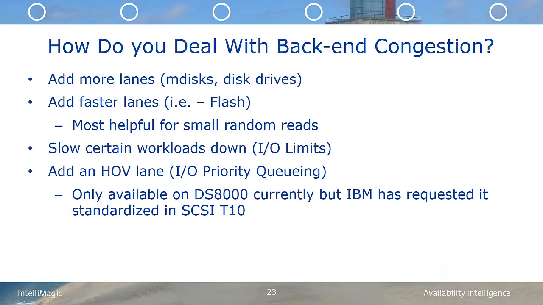So how do you deal with back-end congestion? Well, there are several approaches. You can add more lanes to the freeway, such as adding more MDisks or disk drives. You can also add faster lanes, for example, adding flash. This is most helpful for small random read workloads. And you can slow down certain workloads with I/O governance or I/O limiting. You can also add an HOV lane. The equivalent would be I/O priority queuing. Currently, it's available in the DS8000, but IBM has requested that it be standardized in SCSI T10.